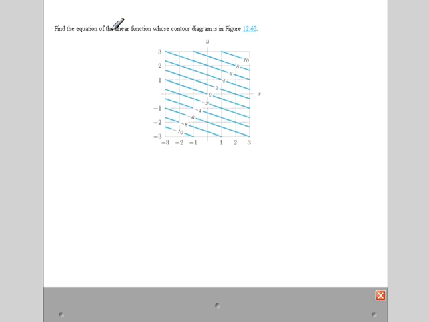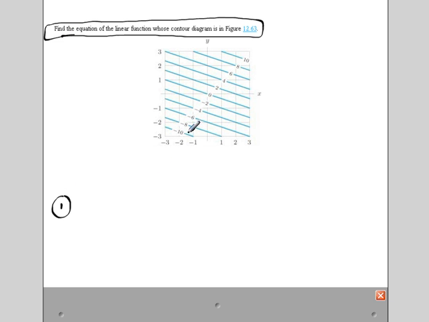And the last idea here, let's suppose that we have a contour diagram. We want to get the equation of the linear function. So first of all, right away, if you're looking at a contour diagram, a feature of a contour diagram that always must be true for the function to be linear is that the contour diagram is linear and evenly spaced.